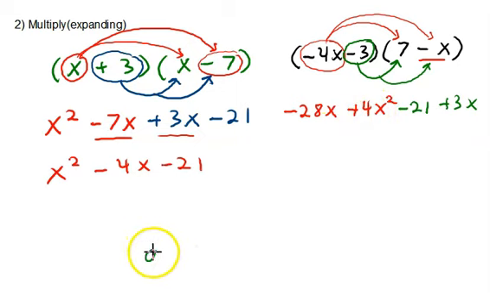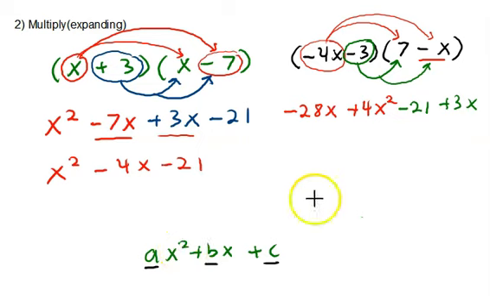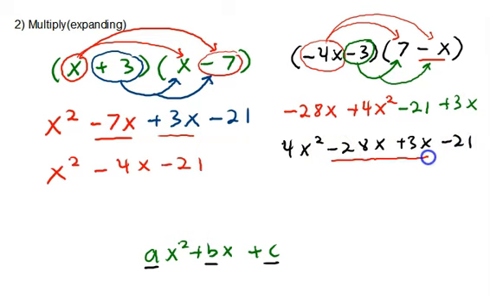So quadratic means is this. So this is your base of your quadratic. Okay, so here we have a, b and c. So the a must be together with the x squared. So now we just have to rearrange it. Minus 28x and plus 3x minus 21. So here we have this to be simplified. So we have the 4x squared minus 25x minus 21. Okay, so this is more to expanding.